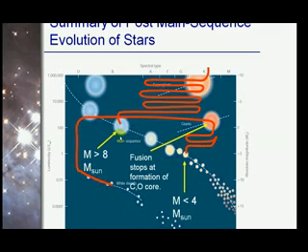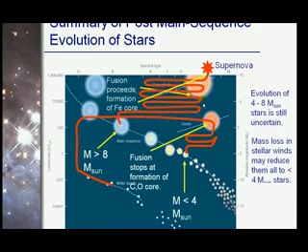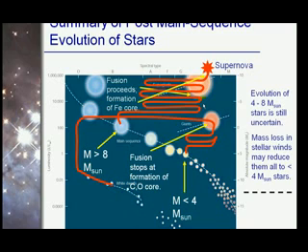As for a star that is over 8 solar masses, it moves from the main sequence to the supergiants, and then it can go into a supernova explosion. Evolution of 4 to 8 solar mass stars is still uncertain. Mass loss in stellar winds may reduce them all to 4 solar mass stars.